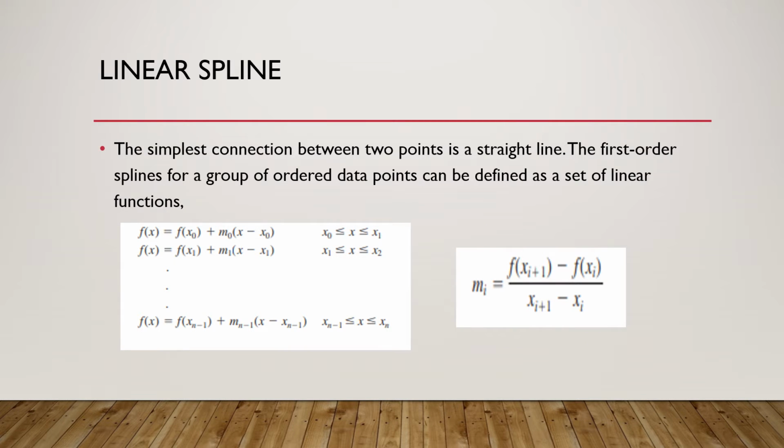May tatlong uri ang spline interpolation. Una, linear. Pangalawa, quadratic. And then a cubic spline interpolation. So, unahin natin ang linear. Ang theory ng linear spline interpolation is kapag binigyan tayo ng n+1 data points from x0, y0, all the way to xn, yn, at i-interpolate natin yung data na yun using linear spline.